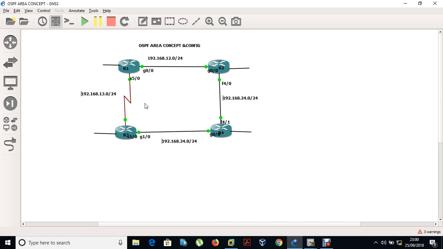Does that make sense? So now, enough is enough. Let me configure the areas.